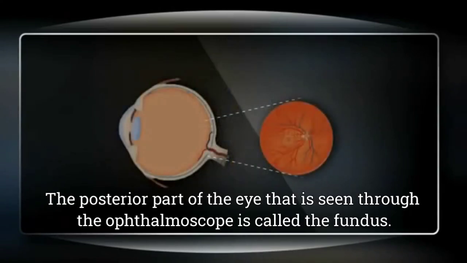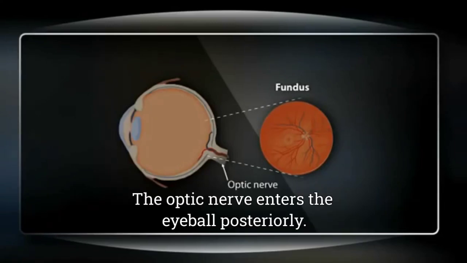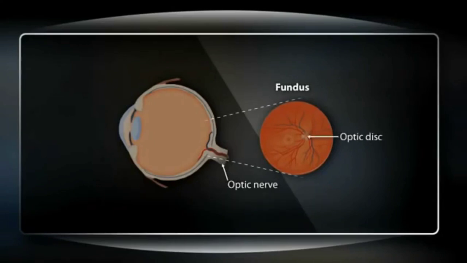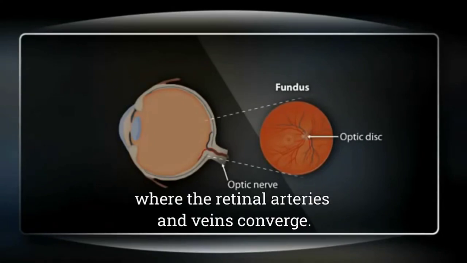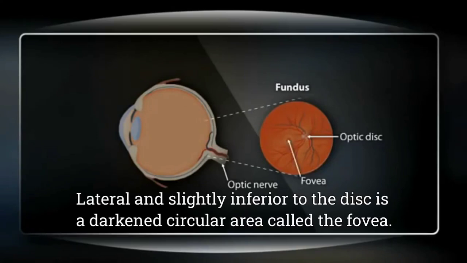The posterior part of the eye that is seen through the ophthalmoscope is called the fundus. The optic nerve enters the eyeball posteriorly. You'll find it with an ophthalmoscope at the optic disc, where the retinal arteries and veins converge. Lateral and slightly inferior to the disc is a darkened circular area called the fovea.